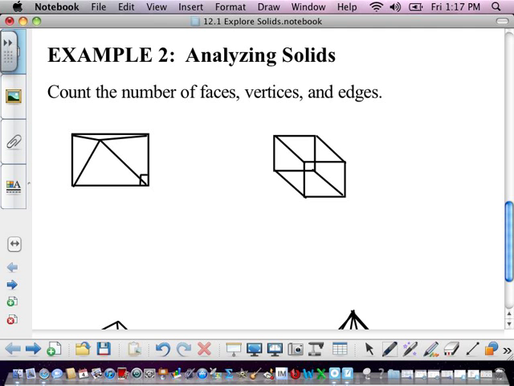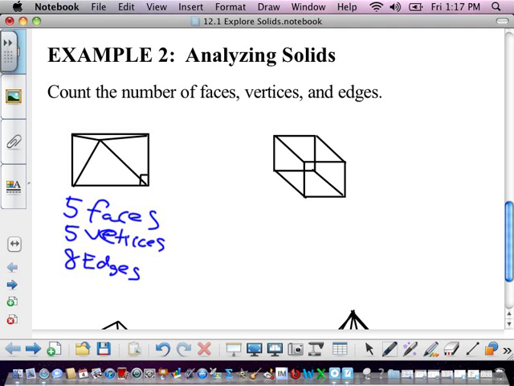All right. 1, 2, 3, 4, 5 faces. It has 1, 2, 3, 4, 5 vertices. Vertices is the plural of vertex. Okay. And edges. 1, 2, 3, 4, 5, 6, 7, 8. 8 edges.